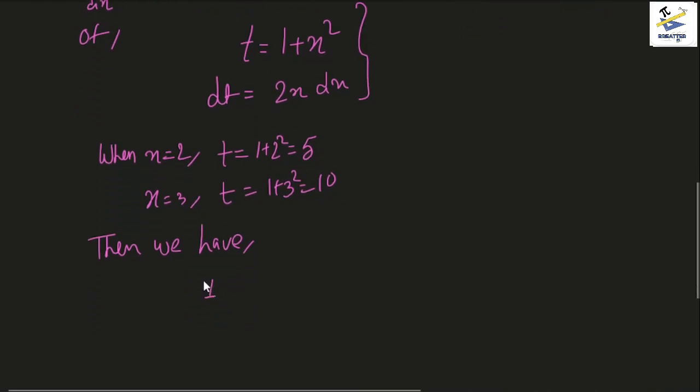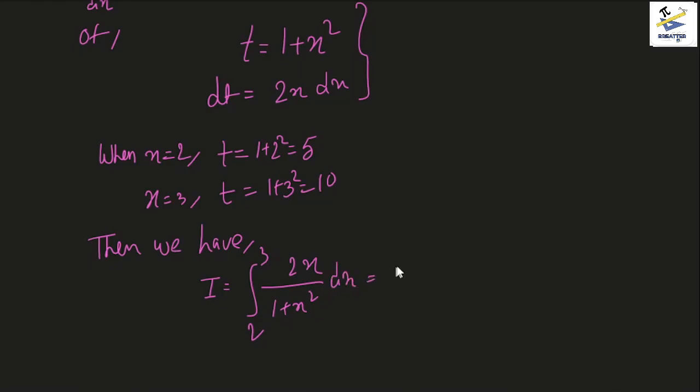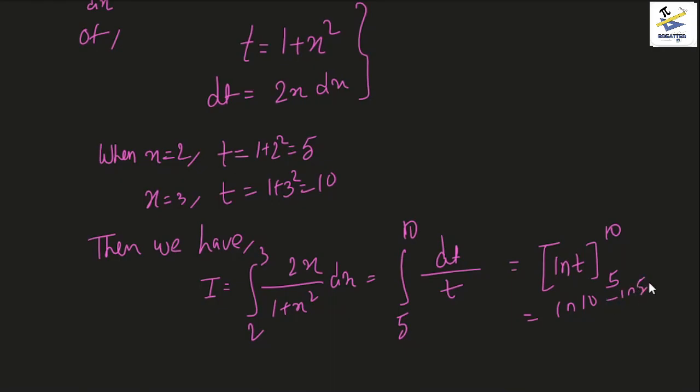So this means that the new integral, which previously was the integral from 2 to 3 of 2x by 1 plus x squared dx, with the new variable of integration and the limits 5 to 10, and 2x dx would be dt, and this should be the integral of 1 by t dt, the antiderivative is ln of t, and the limits are from 5 to 10, so it is ln of 10 minus ln of 5, but this would give you ln of 10 by 5, or in other words ln of 2, which is the answer.